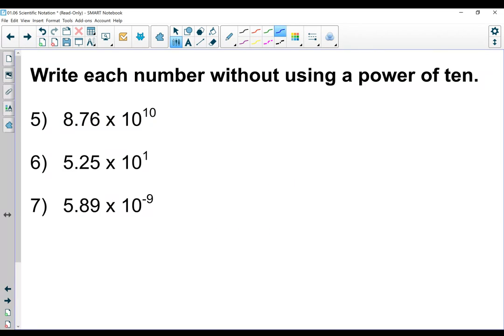Now we're going to work backwards. We're going to start with something that's in scientific notation. We're going to write without the power of 10. We're going to write it in standard form.